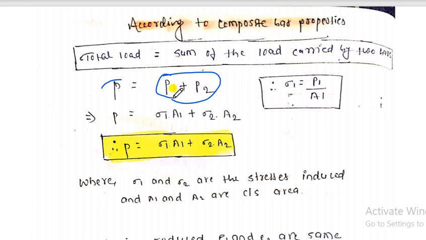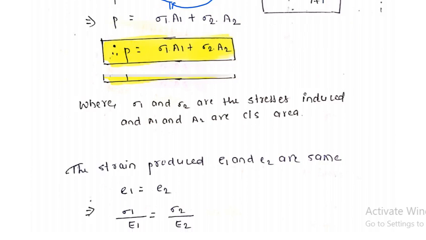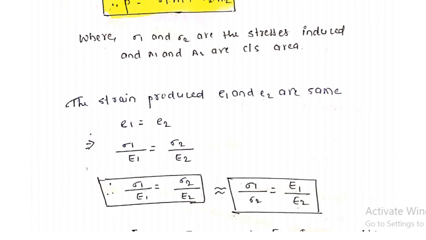So we can write it as, as you know, sigma 1 is equal to P by A, that is the load shared by section 1, or the load shared by bar 1. Similarly, if you need to calculate P1, then it is sigma 1 into the corresponding area, which is very simple. Similarly, P2 is equal to sigma 2 into area 2. So ultimately P is equal to sigma 1 into A1 plus sigma 2 into A2, where sigma 1 and sigma 2 are the stresses and A1 and A2 are the areas of the cross sections.